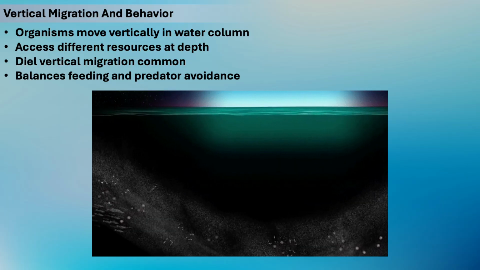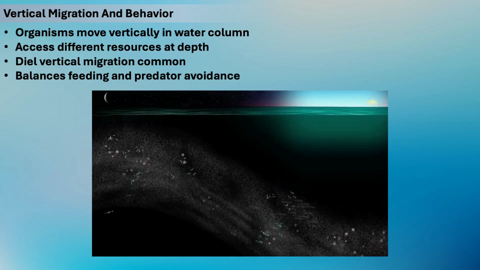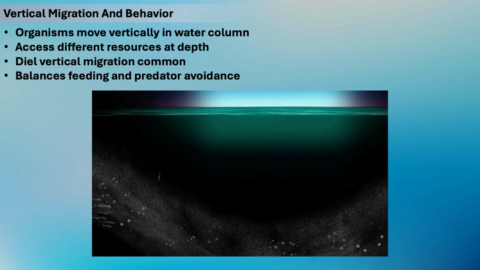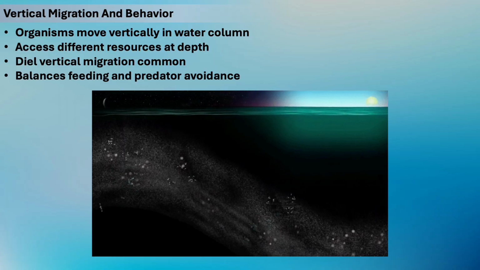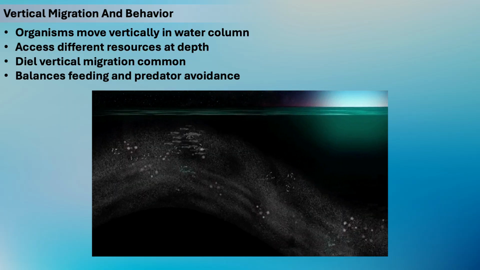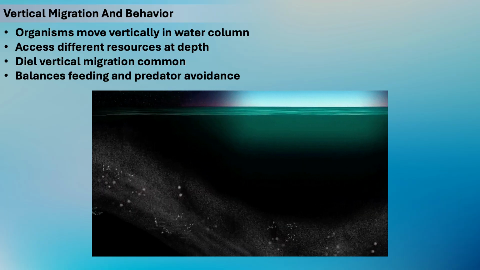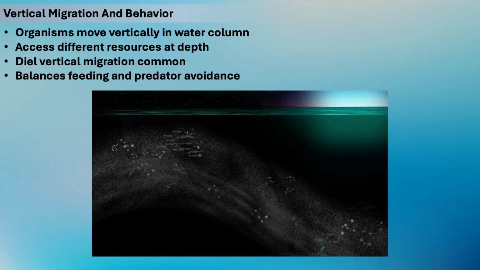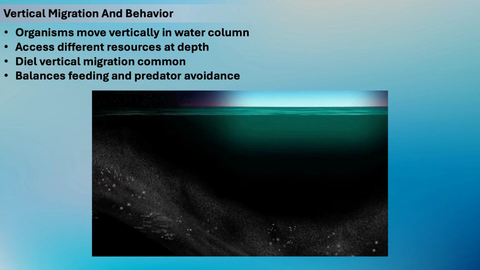The basic pattern is consistent across many taxa, including zooplankton, small fish, and even some larger organisms. At night, these organisms migrate upward toward the surface, entering the upper ocean where phytoplankton and other food resources are most abundant. During the day, they descend into the deeper, darker waters.